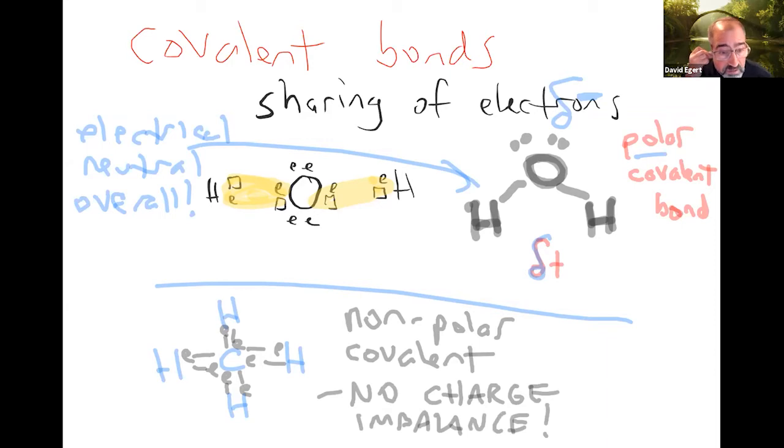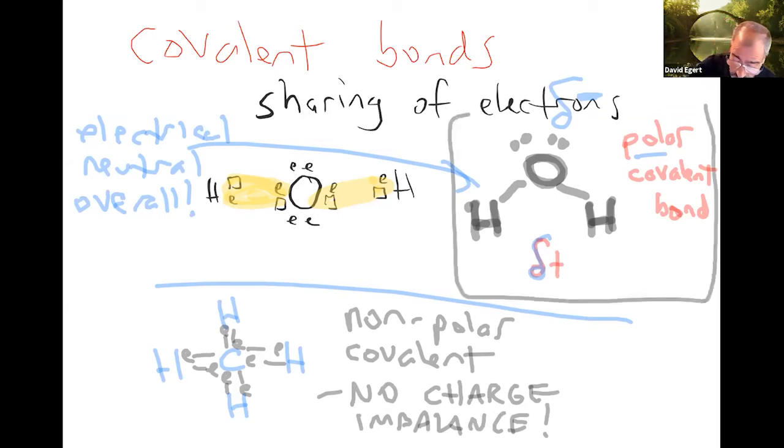So this is going to be super important as we get into water and aqueous solutions in a few moments. The idea that some covalent bonds are polar, meaning there's a charge imbalance. One side's more positive, one's more negative. There's going to be electrical attractions.